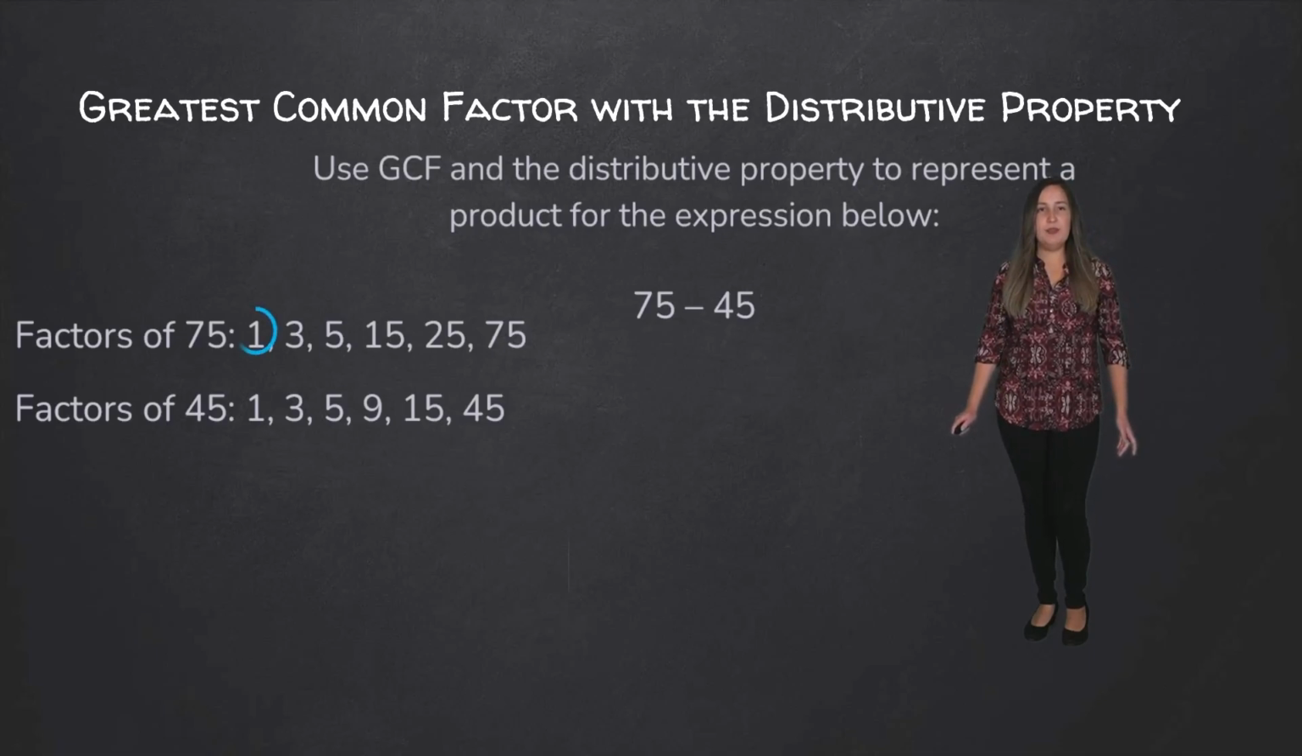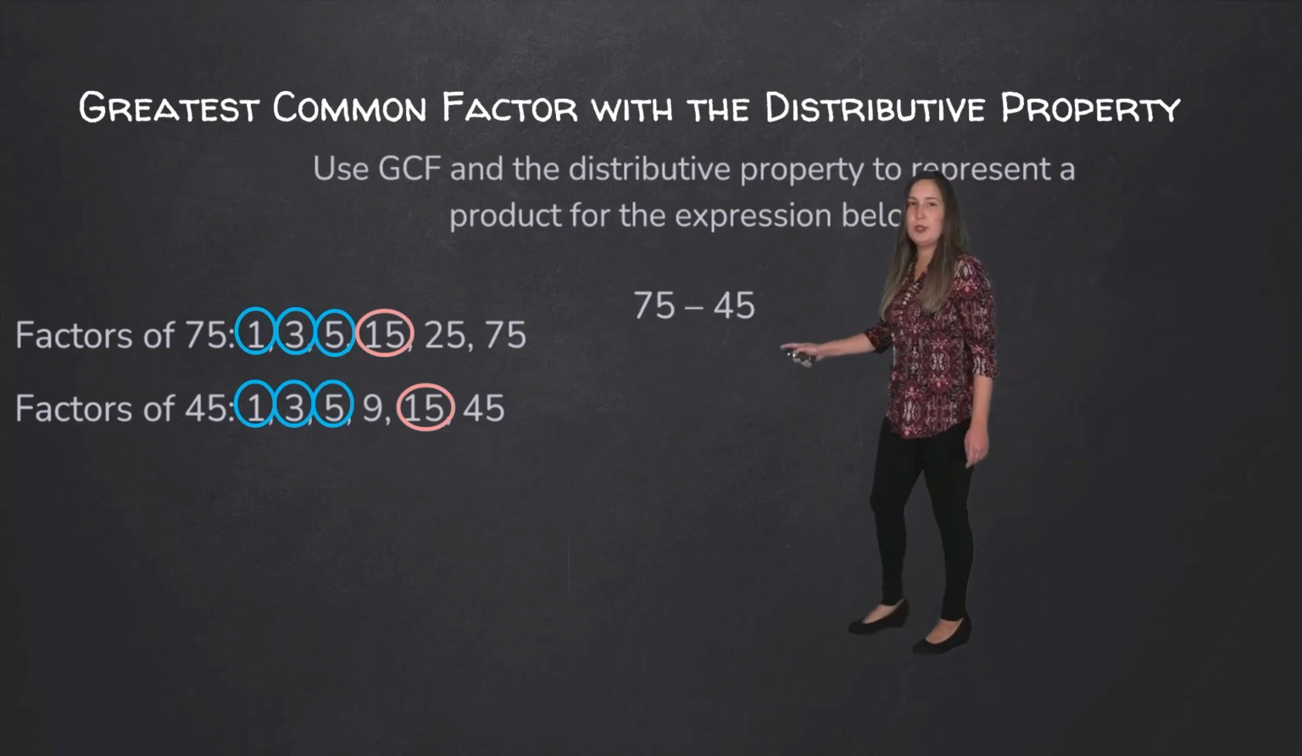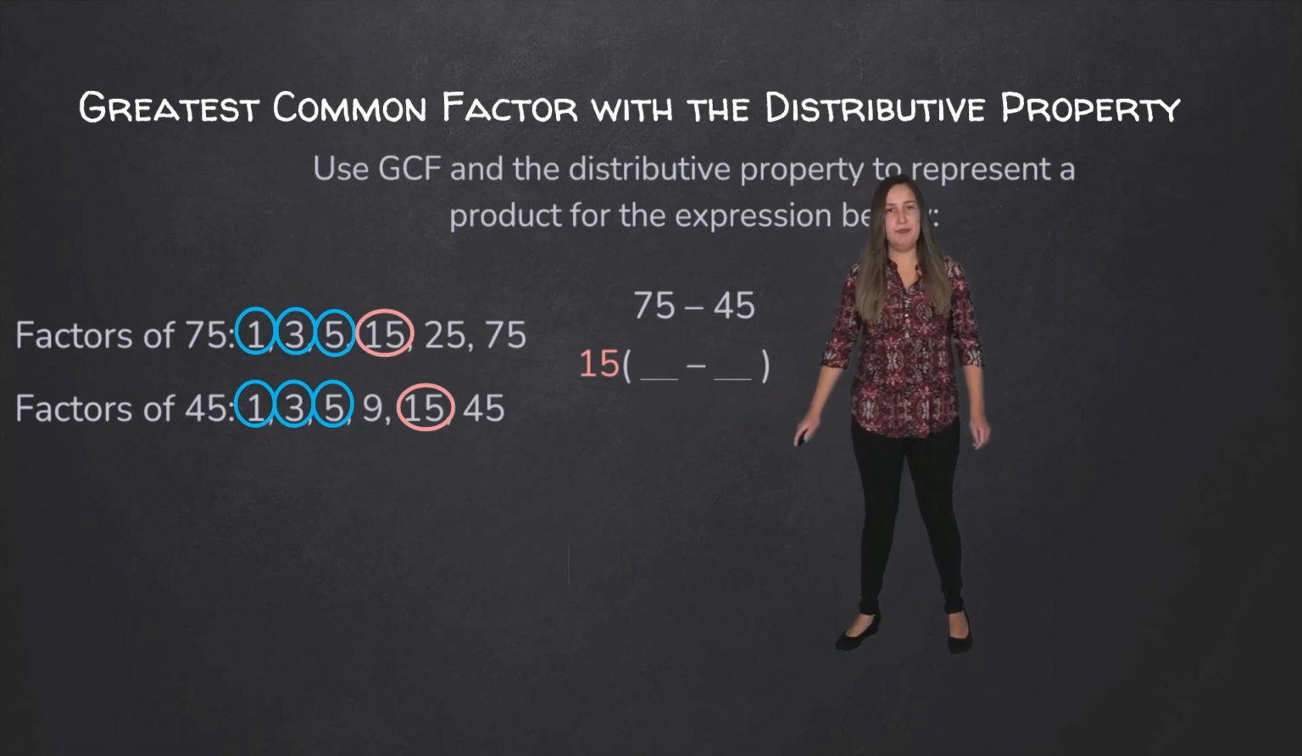They both have a common factor of 1. They both have a common factor of 3. They both have a common factor of 5. And they both have a common factor of 15. And that makes 15 our greatest common factor. So we're going to write out 15 with parentheses, 2 blanks, and a minus sign in between.